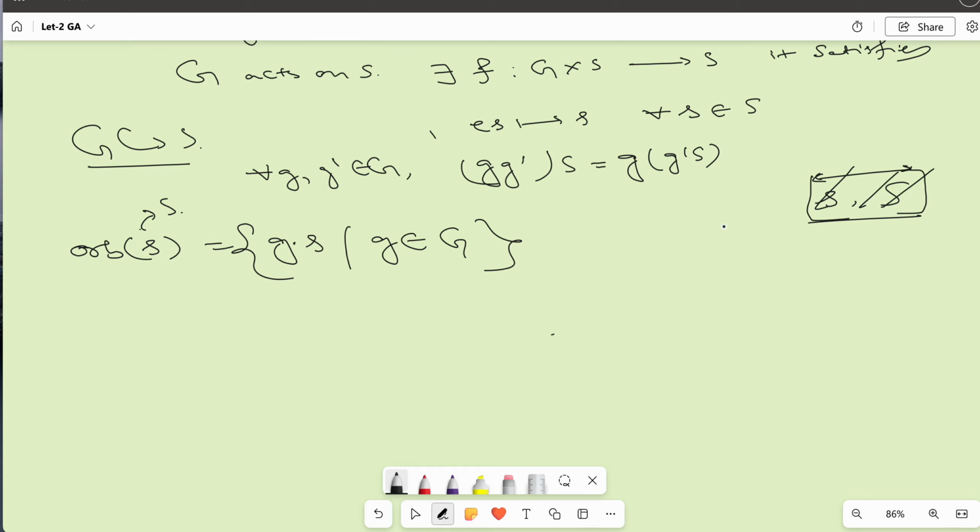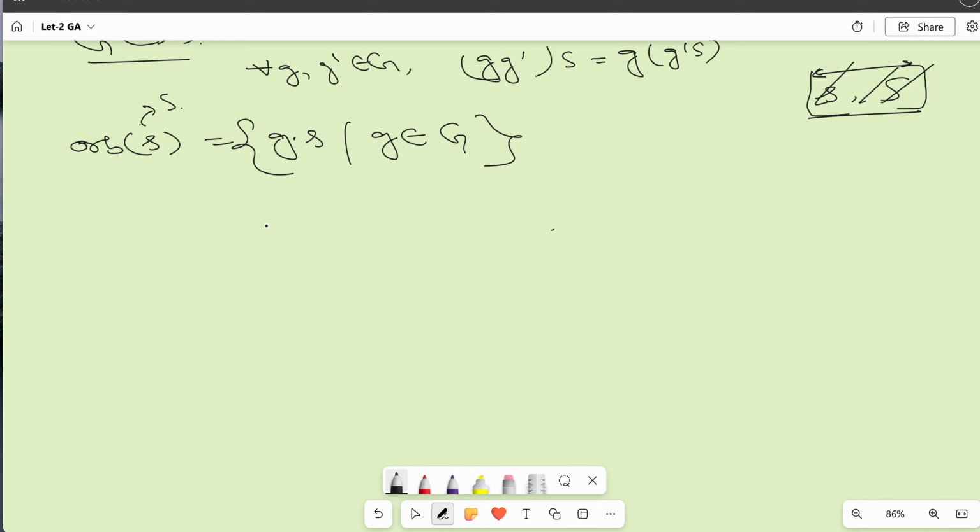My aim today is to prove the orbit stabilizer lemma, and I will prove it in a nice way that involves equivalence relations. This is an important lemma, called the orbit stabilizer lemma, and I am defining an equivalence relation.